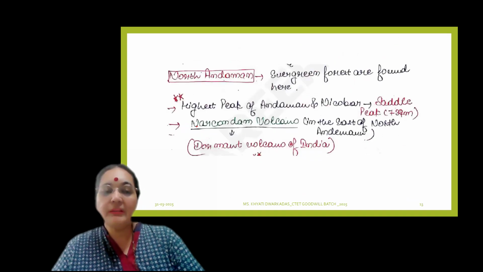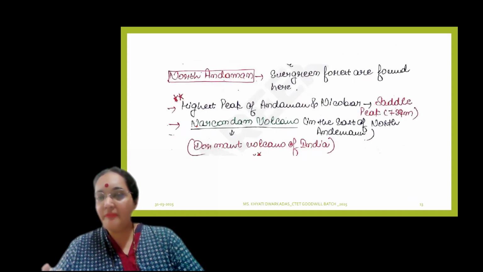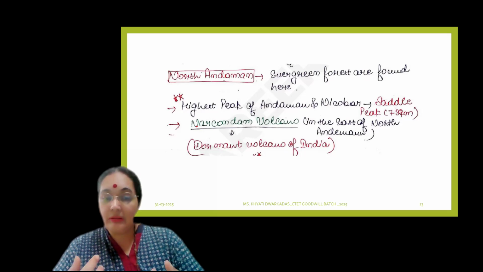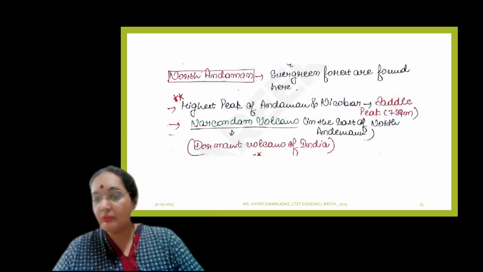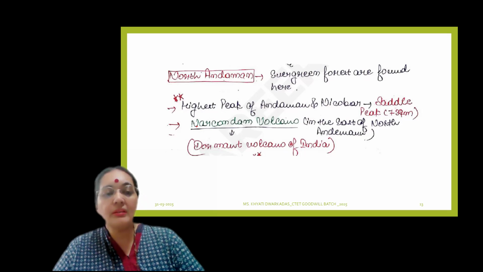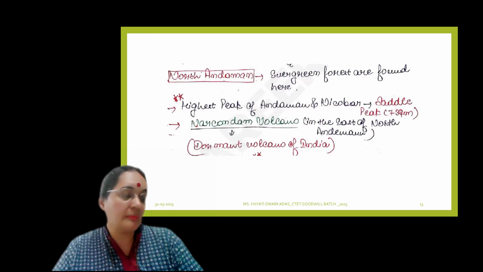In North Andaman, like I told you, we have the evergreen forests. You have the highest peak, Saddle Peak, at 739 meters. The Narcondam volcano has become a dormant volcano in India, but it's an Indian volcano, the Narcondam volcano. And it is found to the east of North Andaman.